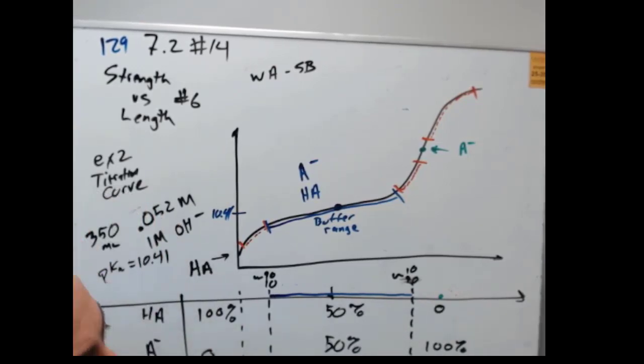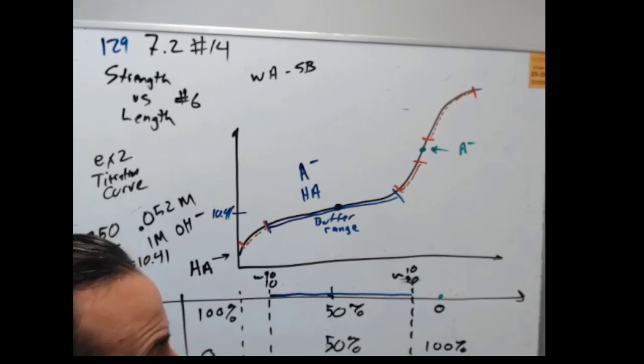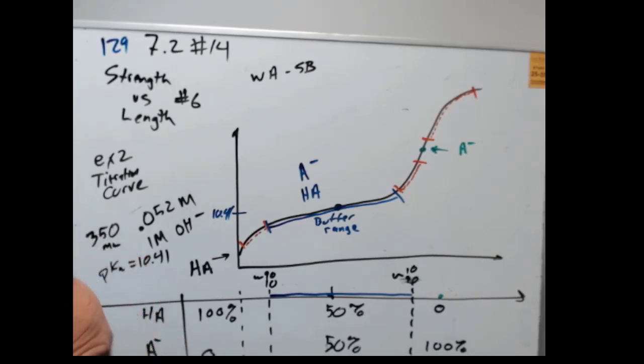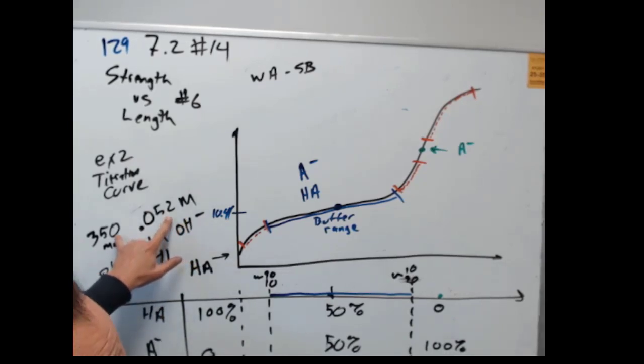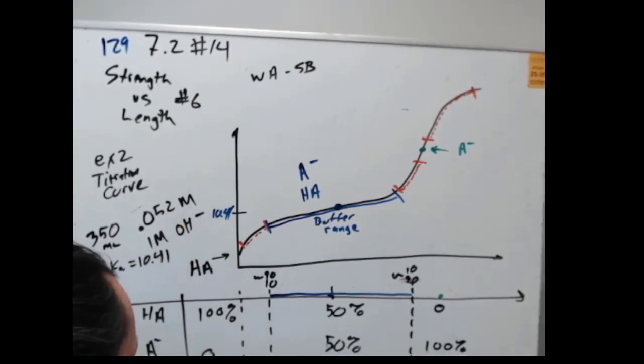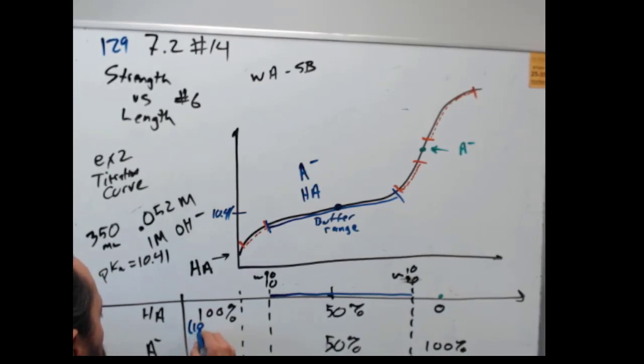What's the total moles of my system? If I put this into moles, what would my 100% be? Total concentration times total volume. So I just do 0.052 times 350. And this would be 18.2 millimoles.